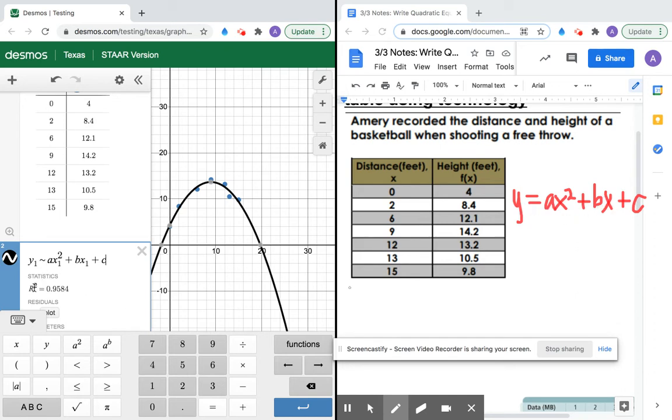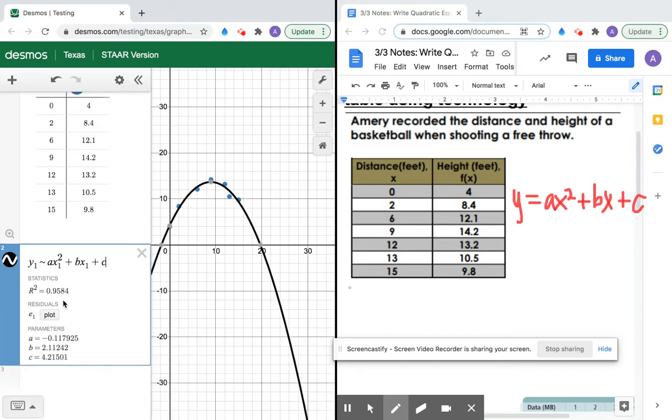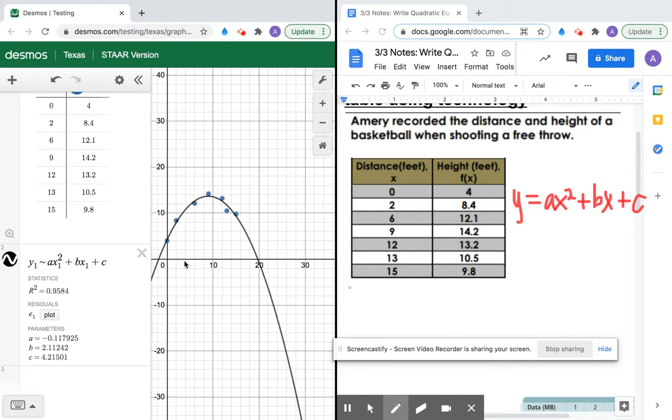Once you do that, you're going to notice r squared this time. Usually before we were looking at the correlation coefficient. Now we're looking at r squared because we're talking about a quadratic function, so x needs to be squared. So we're looking at the statistics for r squared. When r squared is really close to 1, it gives you an idea of how close this is to a nice parabola. It's not going to be exactly 1 because our data is a little off.